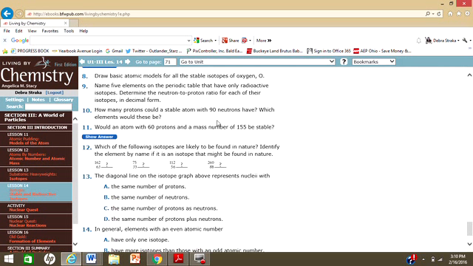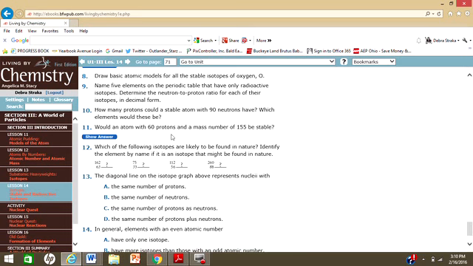Okay, number 10. How many protons could a stable atom with 90 neutrons have? Which elements would these be? So go to your chart, find on the left-hand side 90 neutrons, and then go across, look for stable ones. Those are anything that's not white, and then name those elements. Go ahead and hit pause.